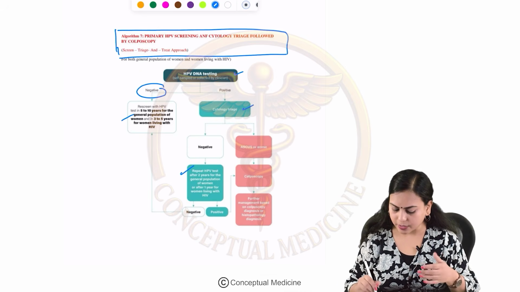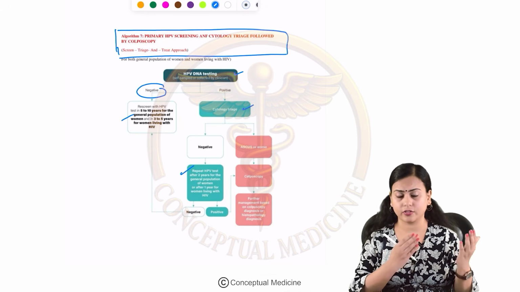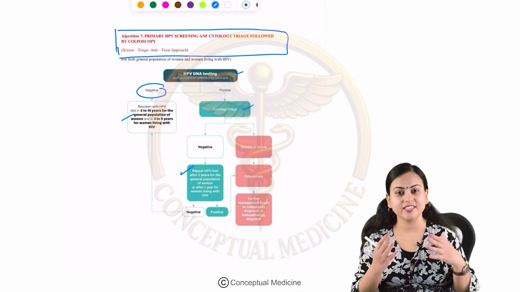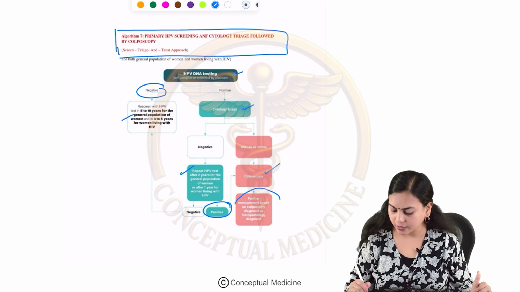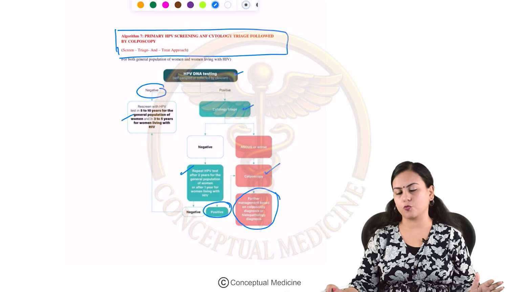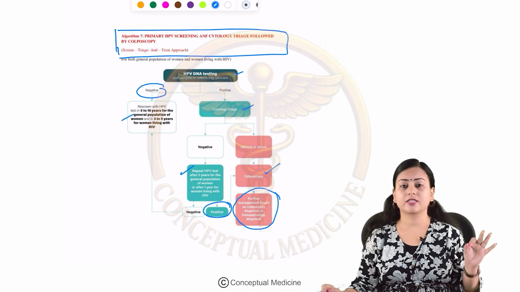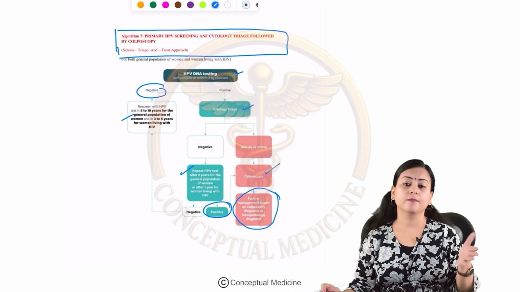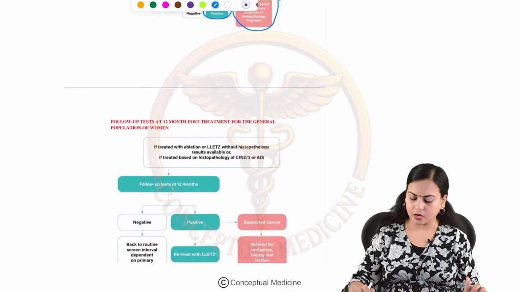Yes, and if it becomes negative, then you can follow up every 3 to 5 years. And if it becomes positive, then colposcopy has to be done, and further management will depend upon the colposcopy and histopathological diagnosis. Suppose the cytology itself shows ASCUS or even worse lesions, then she will be taken directly for colposcopy. Okay.